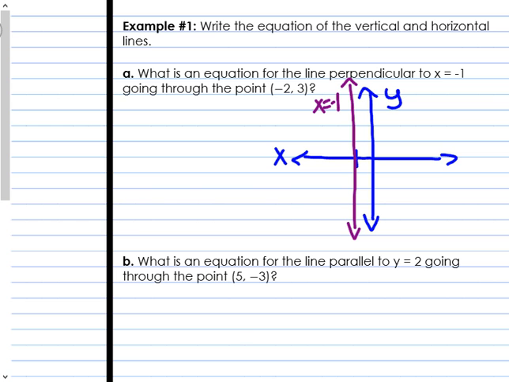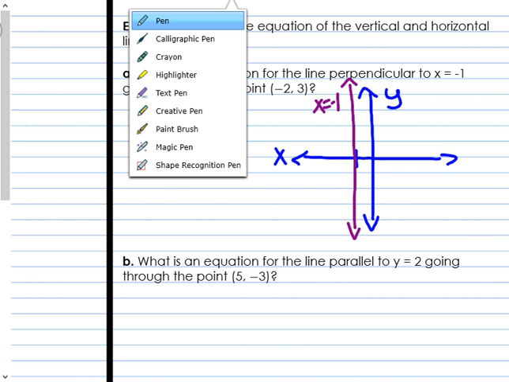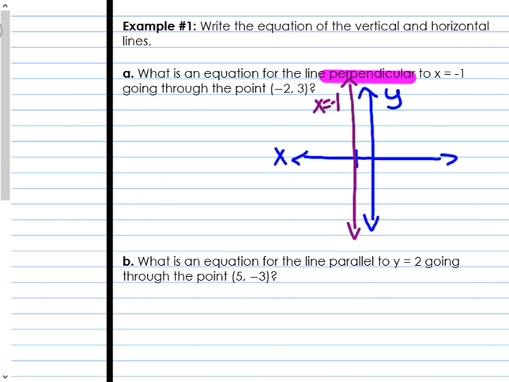Well, if it's going to be perpendicular to this line, so think about it. This line is a vertical line. If it's going to be perpendicular, like the problem says, it has to go the other direction. So it has to go horizontally. Well, if it's going to go horizontally, is it going to pass through the x-axis or is it going to pass through the y-axis? Well, if x equals -1 passed through the x-axis, then we need the line y equals something.